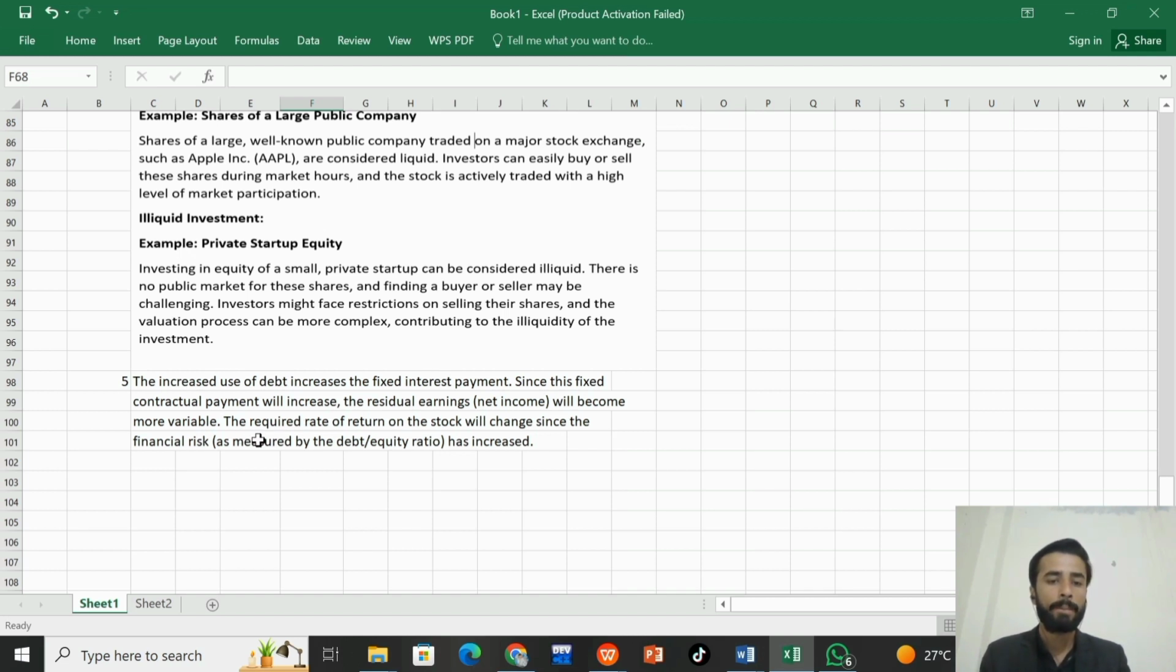The required rate of return on the stock will change since the financial risk, as measured by the debt equity ratio, has increased. Definitely, when our income decreases or increases, we are uncertain about the expected rate of return. The net income also affects the expected rate of return.